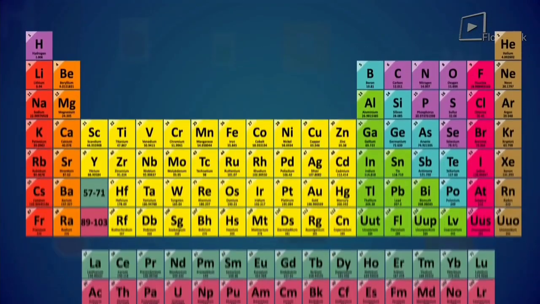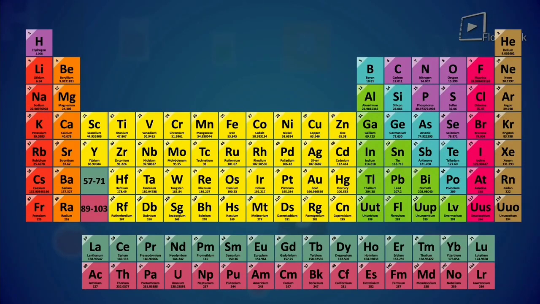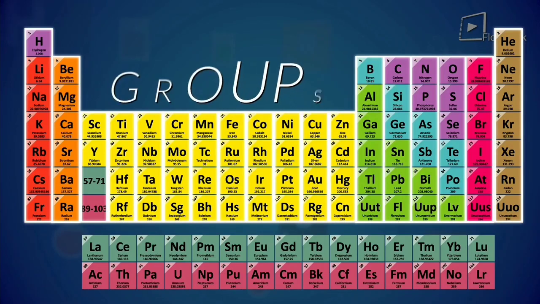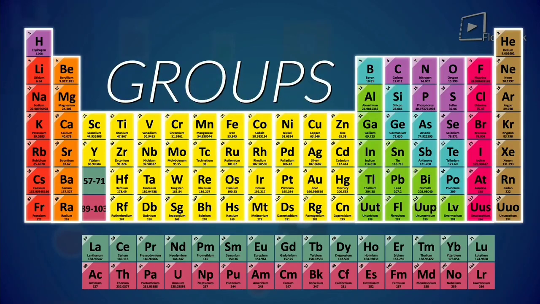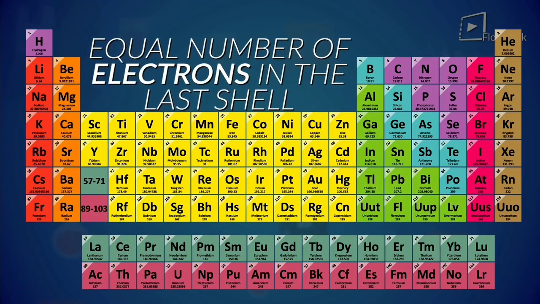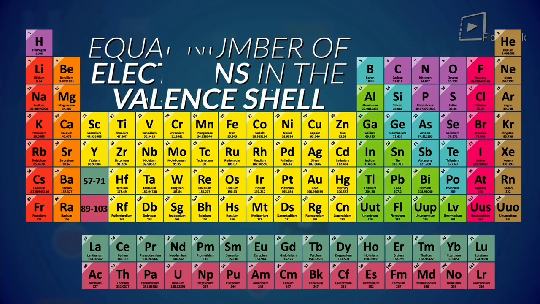We call a collection of something a group of something if all of them have something in common. In the same way, if you look at the periodic table, all the elements with similar chemical properties are arranged in the form of groups. Now, this happens because all the atoms of these elements have an equal number of electrons in their last shell, or as we call it, the valence shell.